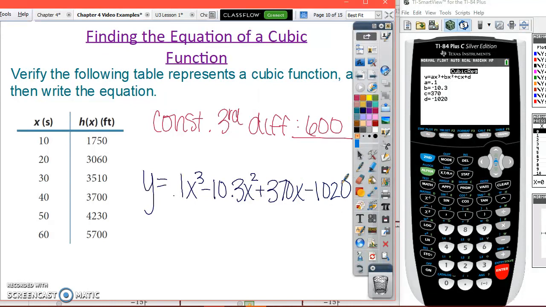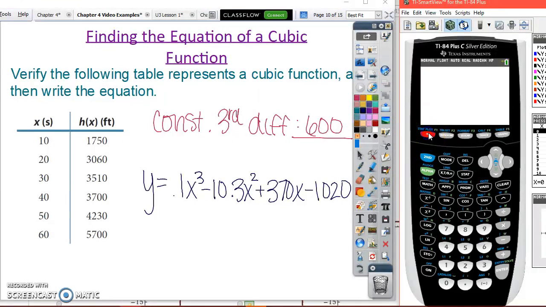It would be a good idea, just to make sure that your equation is right and that you didn't type anything in wrong, is you could go ahead and turn on your scatter plot. You will want to adjust your window. So my x values go from 10 to 60, so I'm going to go from 0 to 100, count by 10.